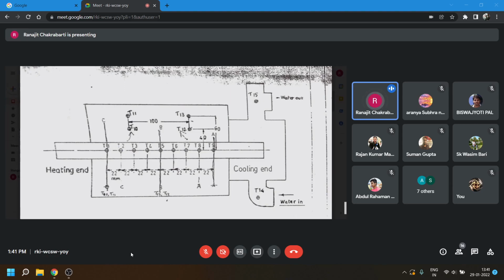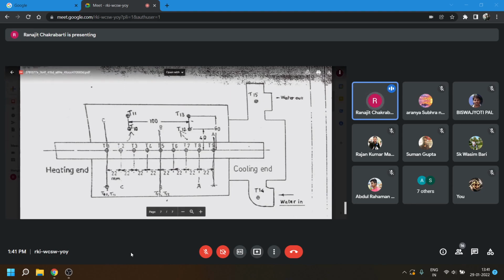Then after the steady state is attained, we record all the readings, T10, T11, T12, T13, and also 14 and 15. There is the water temperature also. Tell me any doubt about this? No doubt, I think.